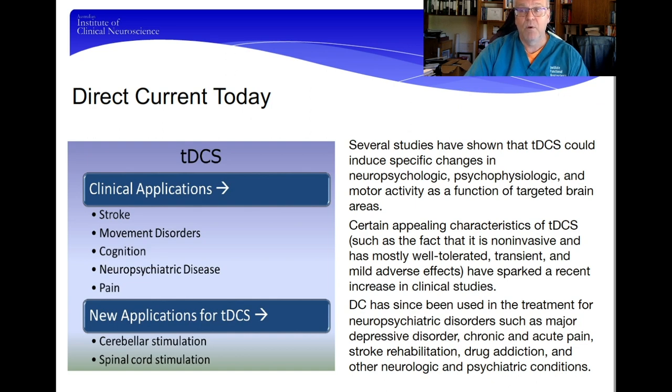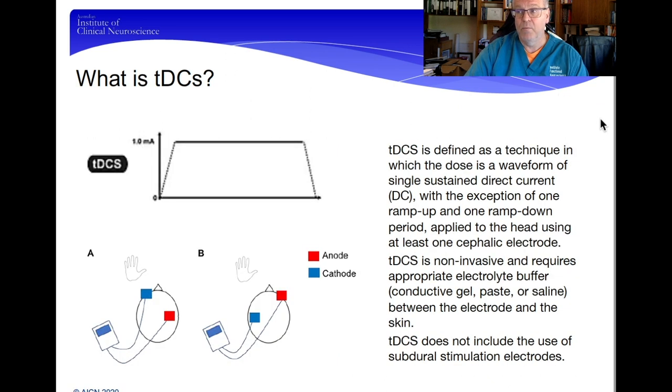Okay, so what actually is DC? Now, we touched on this in lesson 1, I'm going to go into it in a little bit more detail now. So basically the direct current is a technique in which the dose of the treatment is a sustained direct current across the tissue, which is usually the brain.